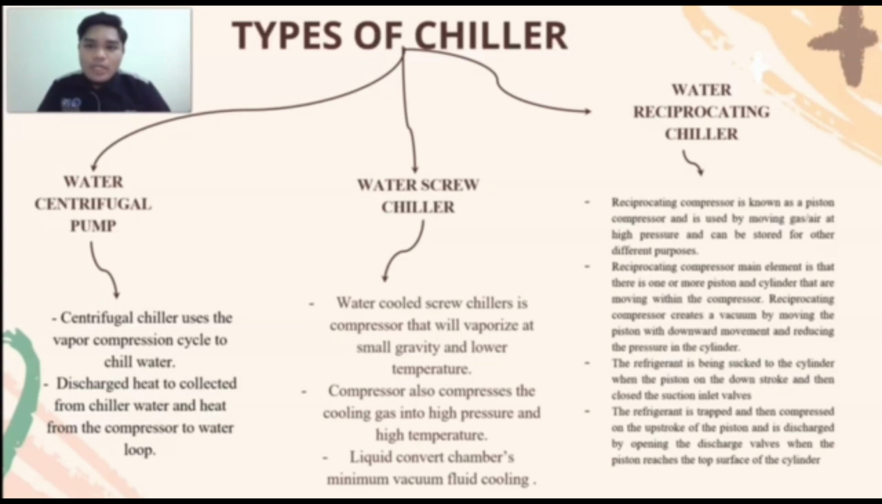So today I would like to explain about the types of chiller. There are three types of chiller, which is water centrifugal chiller, water screw chiller and water reciprocating chiller. So first we go to the water centrifugal chiller. Centrifugal chiller uses the vapor compression cycle to chill water. It also discharges heat collected from chilled water and heat from the compressor to the water loop.